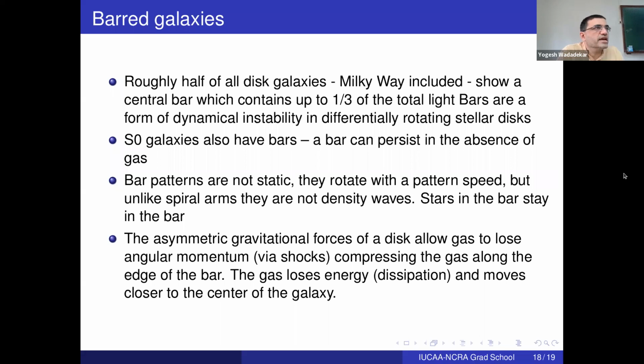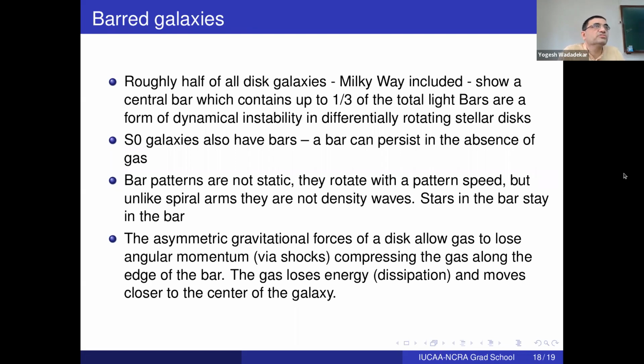Stars in the bar stay in the bar, which is unlike spiral arms. Again, as we shall see later, almost all the stars in a spiral galaxy disk are formed inside spiral arms, but they may not be found inside spiral arms later on. One good example is the sun.